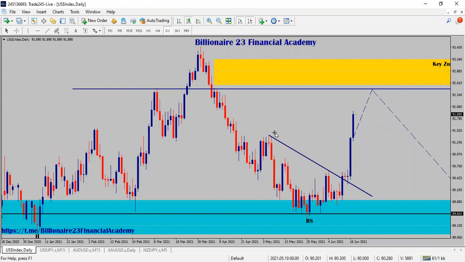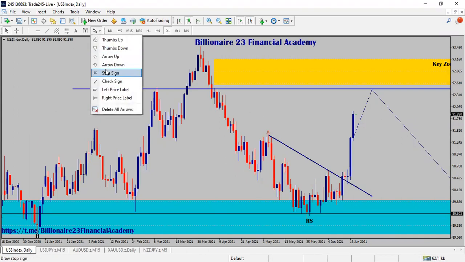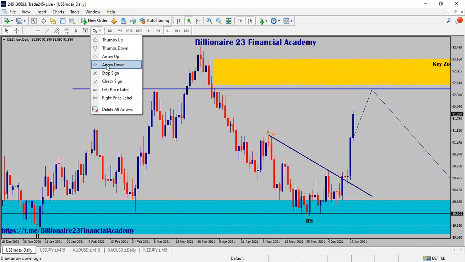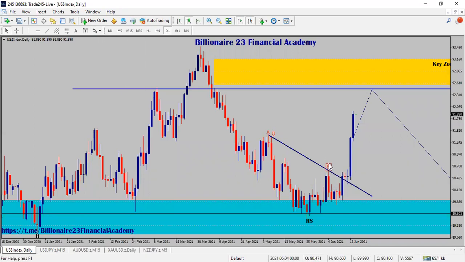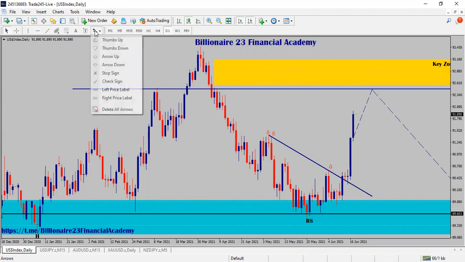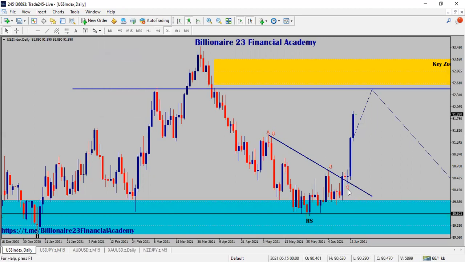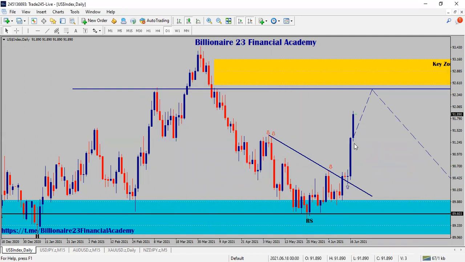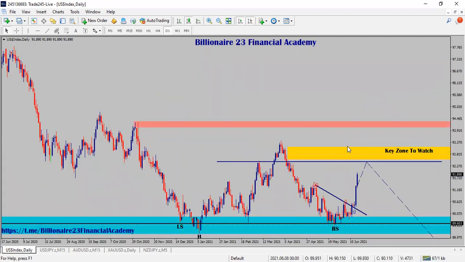We had resistance touch 1, resistance touch 2, resistance touch 3, and then a flip to support. It's an RS flip, and we stated that we think price might do something like that. This would be the key zone to watch.